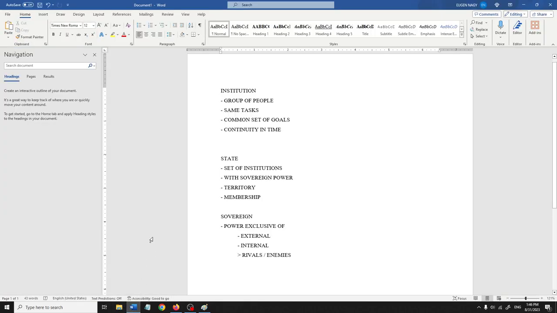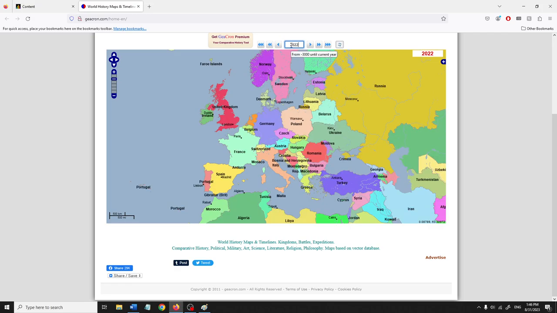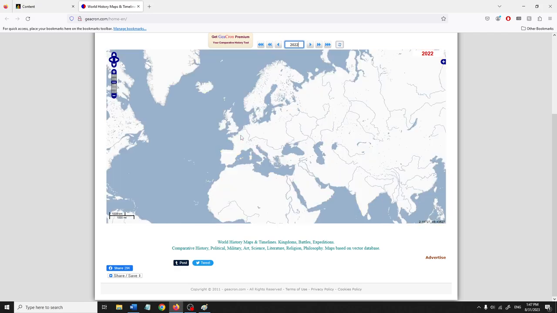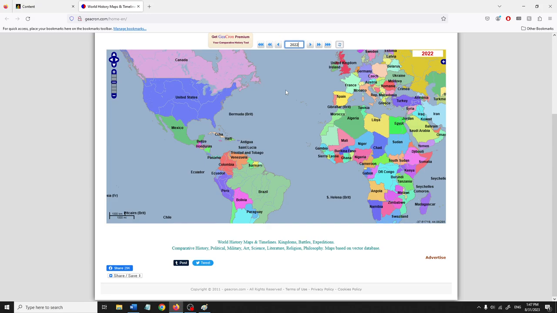So back to our definition then: a state is a set of institutions with sovereign power, and now you understand what sovereign means, over a territory. And the existence of borders today, as on the map of the world today, what we call borders only signify the point of contact between two modern states. Because that's what creates the border.